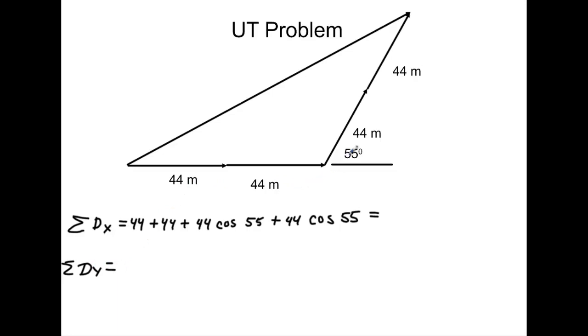These two have no dy, these two have no y components, so we don't have to worry about this. So this time, instead of doing each of them separately, why don't we just put a 2 in front? 44 sine of 55. So that's all there is to it. Let's get our calculator.